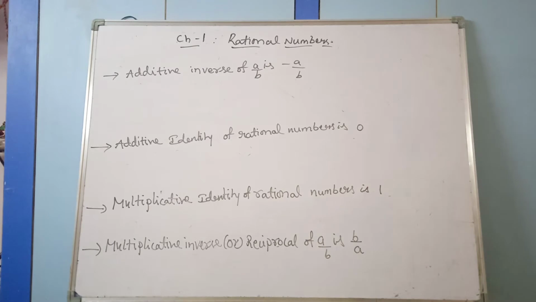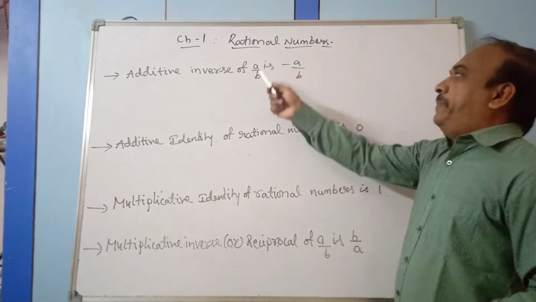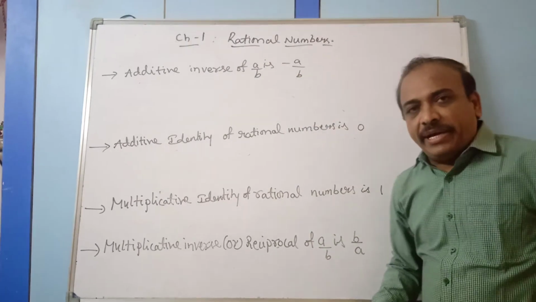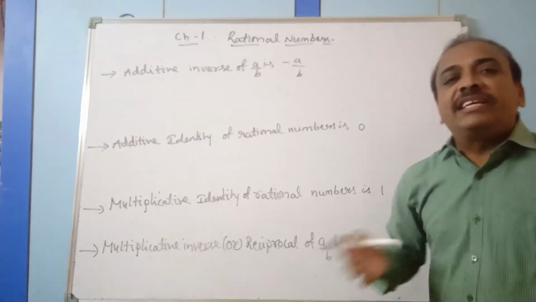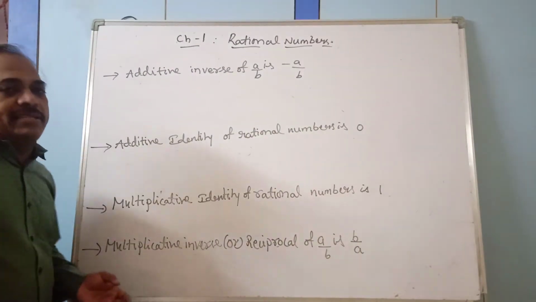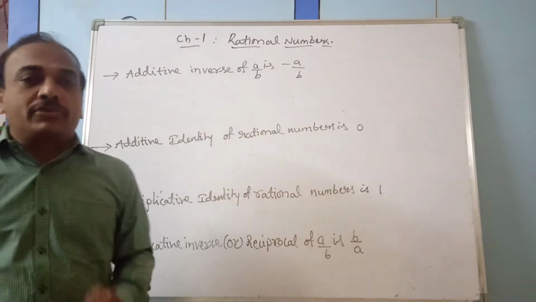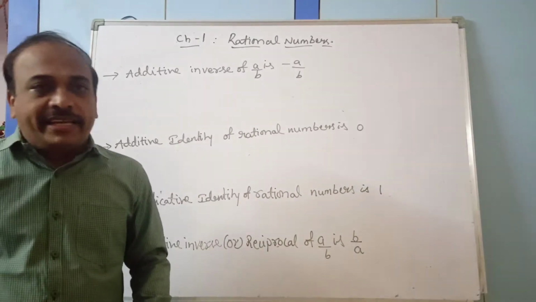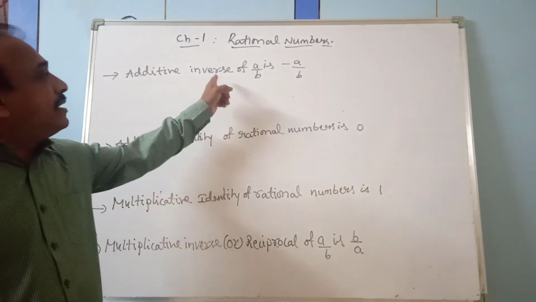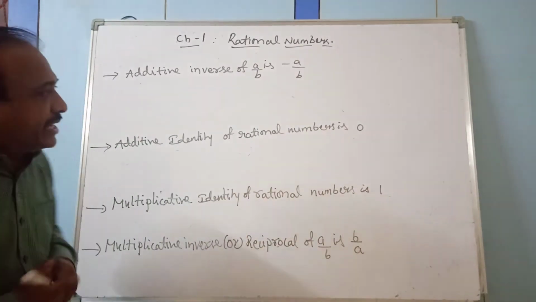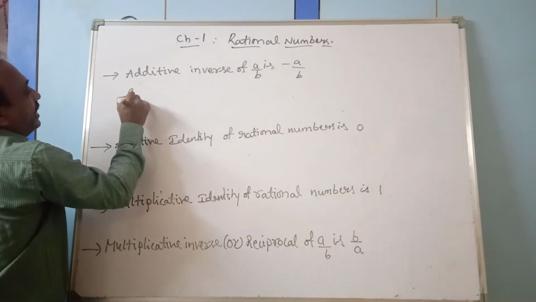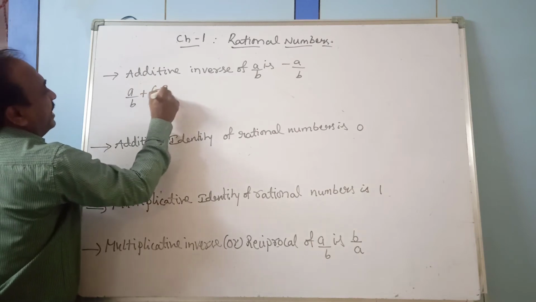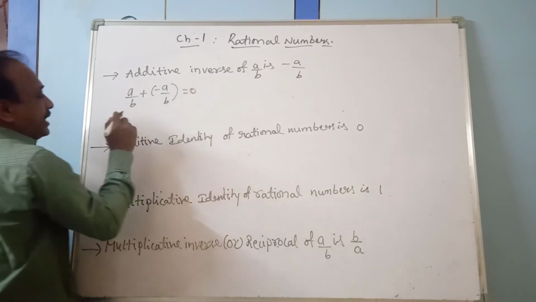Now we see the additive inverse of a by b is minus a by b. How is it minus a by b? When we add two rational numbers, the result should always be equal to 0 for the additive inverse. So a by b plus minus a by b is equal to 0.